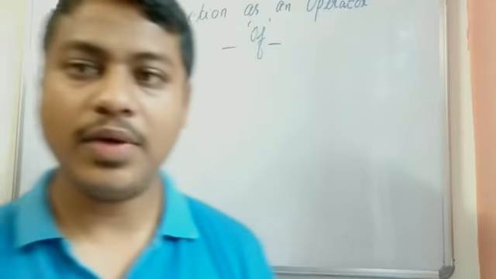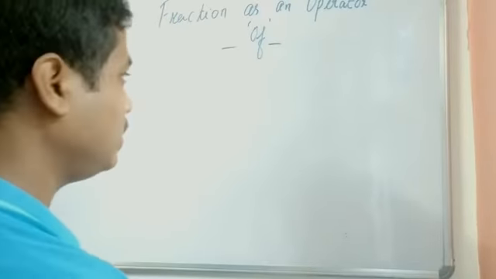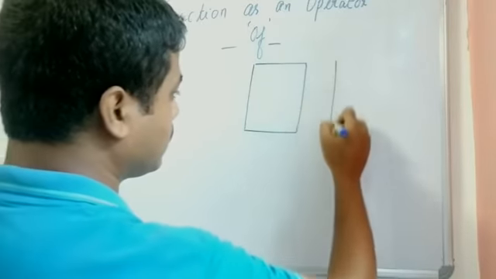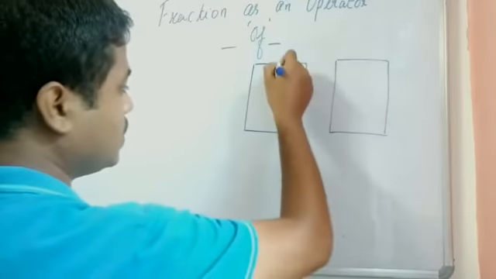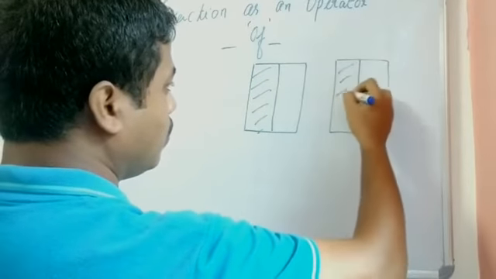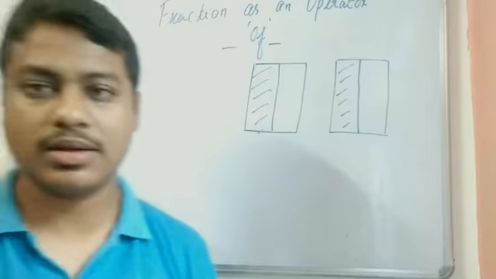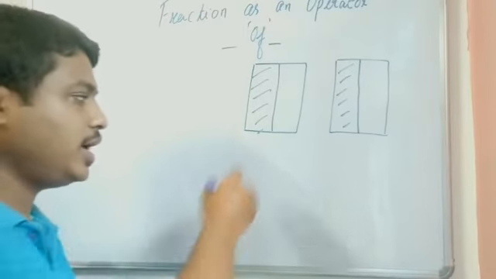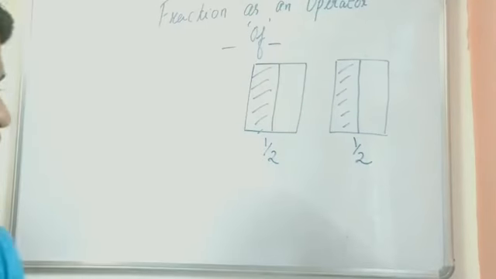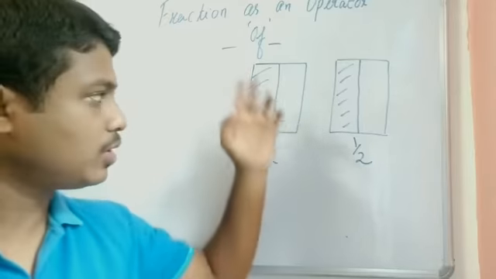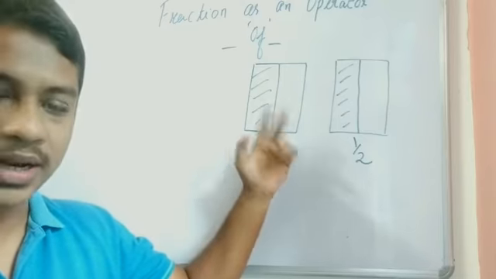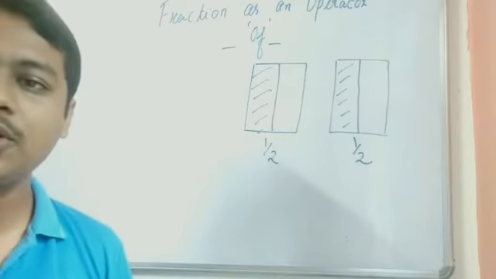The same way, as an example, suppose there are two objects, each divided into two parts. Out of these, one part is shaded in each of the two objects. So here I can write half. Half means 1 by 2, because the whole figure is divided into two portions in total, and one shaded portion is there. So it will be 1 by 2. Here also it will be 1 by 2.